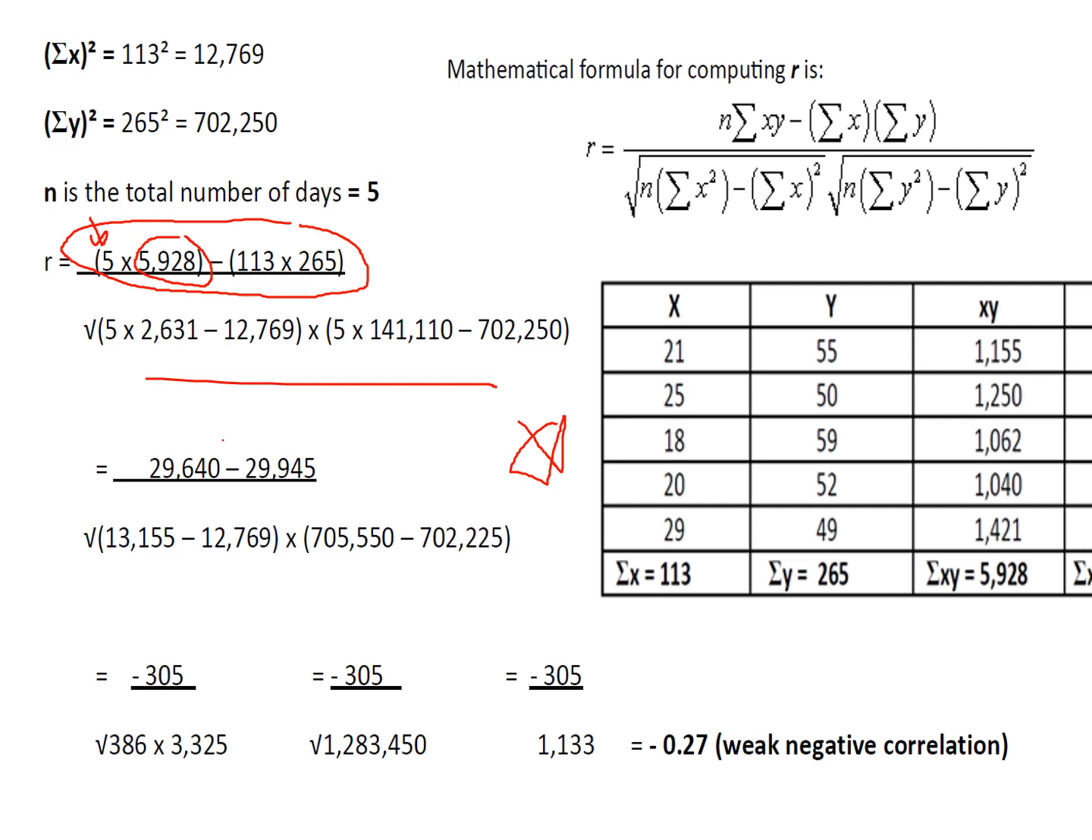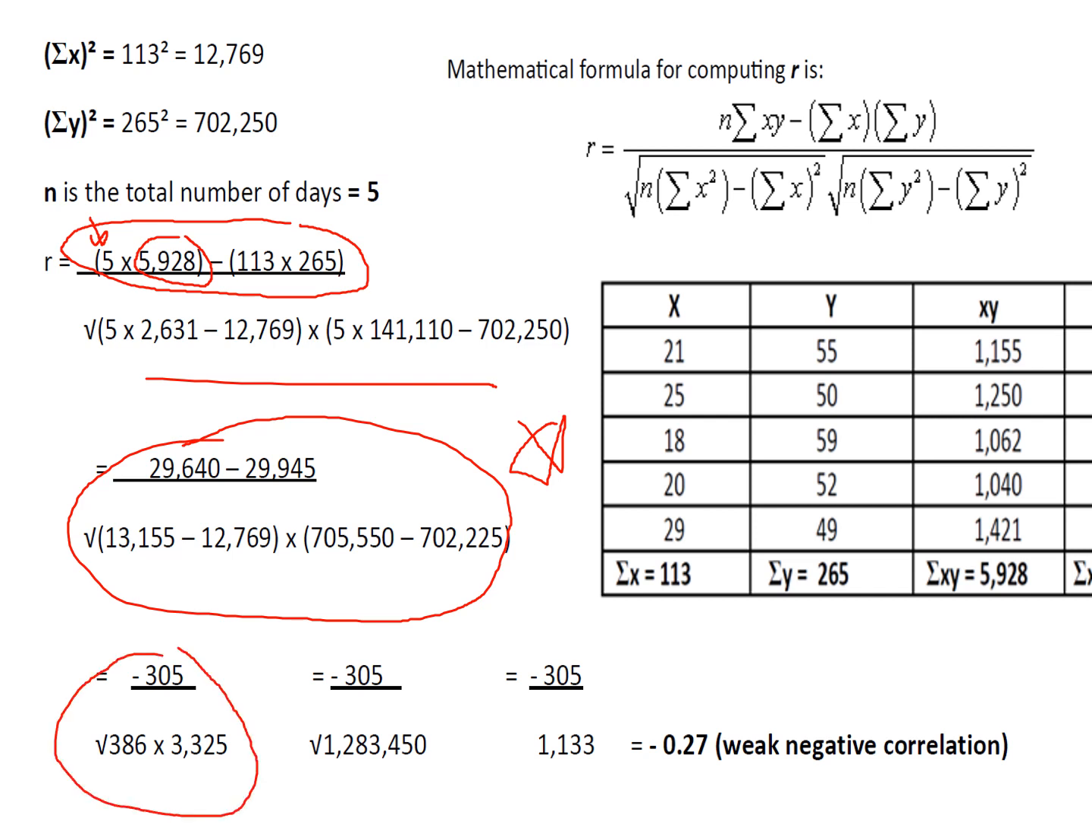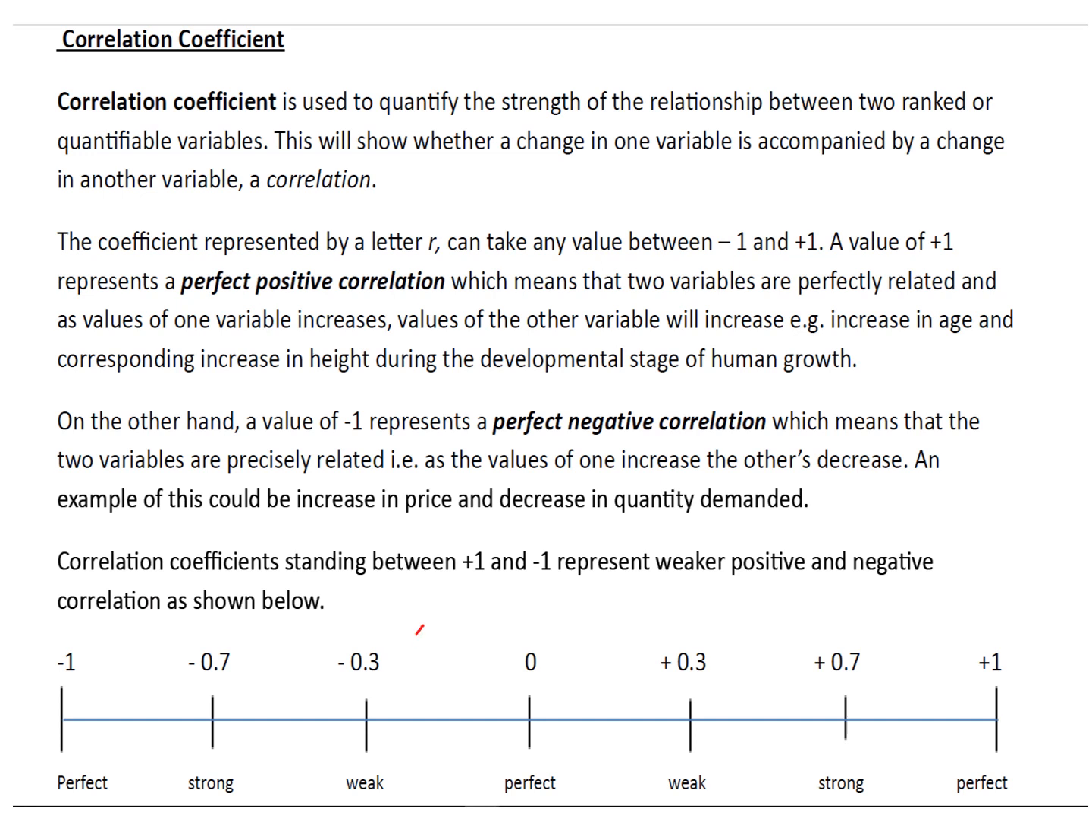So this then you break down in terms of doing the calculations. It gives you this calculation here, and then you get the top, and you get the square root of 1283, which gives you the final calculation. It is 305 divided by 1133, and if you divide 305 by 1133, it gives you 0.27, which shows on the scale, if you remember, a weak correlation.